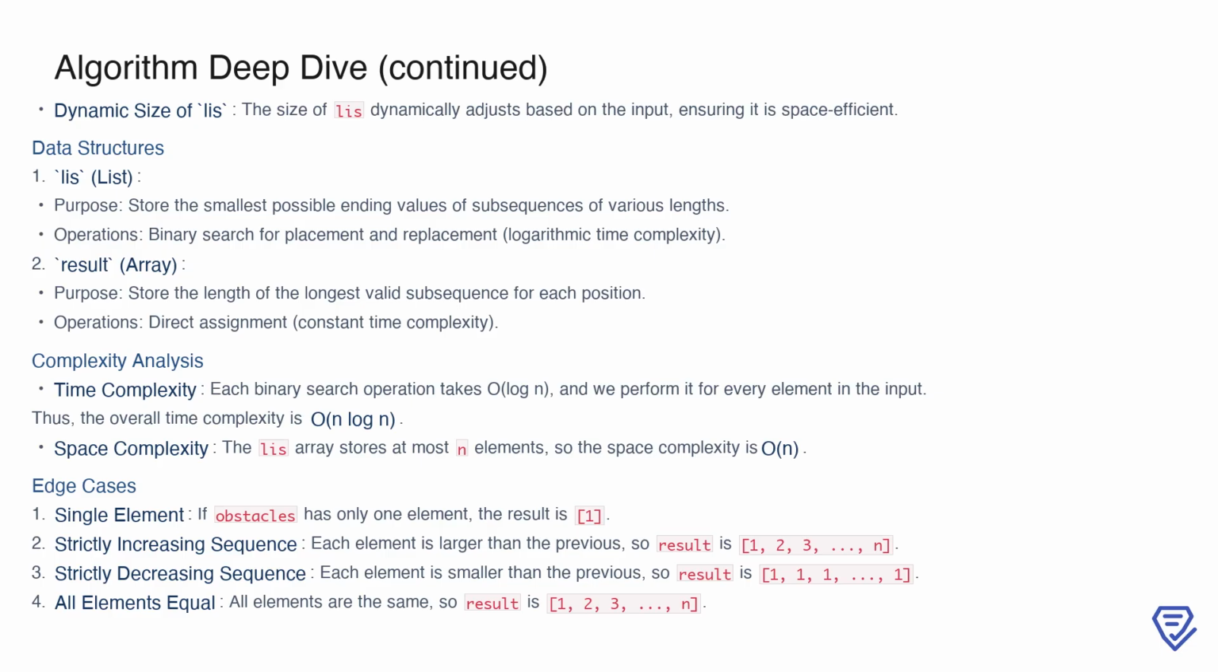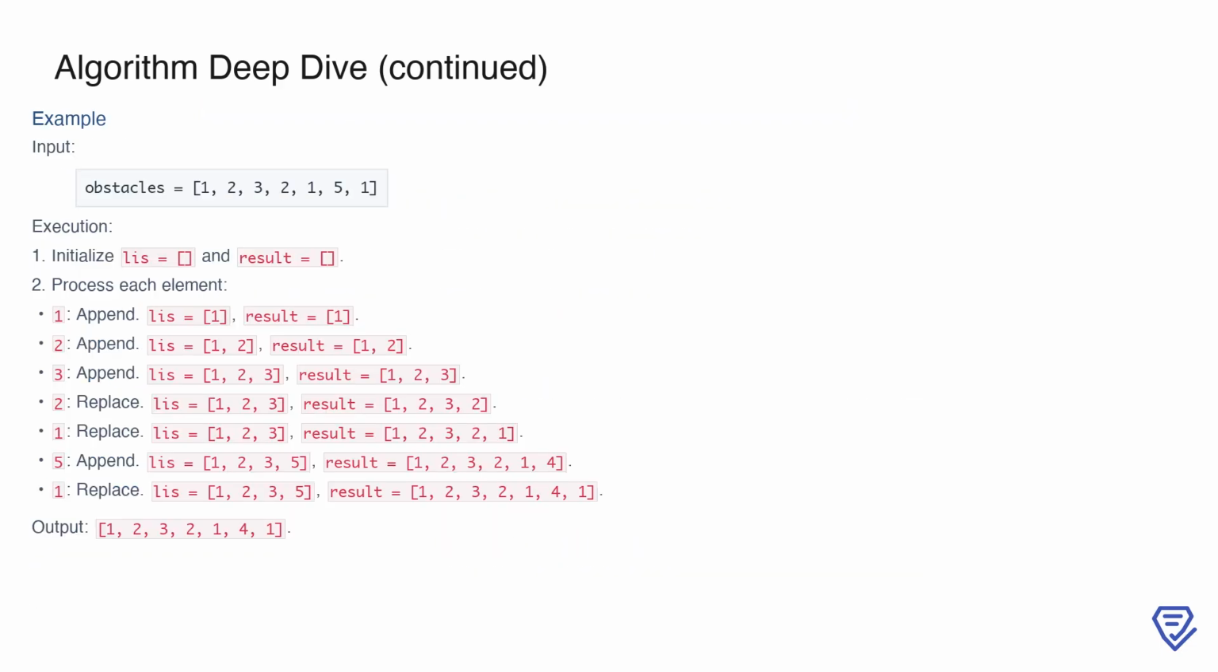Several edge cases are worth considering. For instance, if the array has a single element, the result is simply 1. For a strictly increasing sequence, the result is a sequence of consecutive integers starting from 1. For a strictly decreasing sequence, the result is all ones. If all elements are equal, the result is also a sequence of consecutive integers, as each new element extends the previous subsequence. To solidify our understanding, let's go through an example.